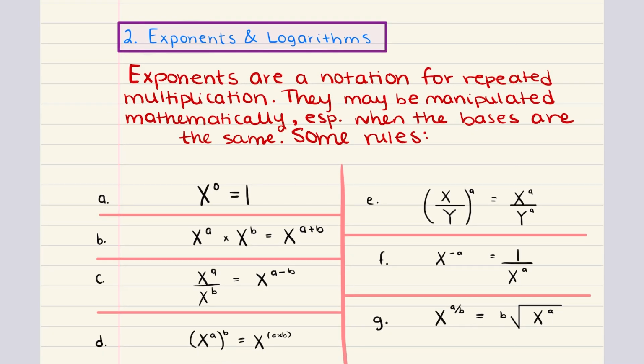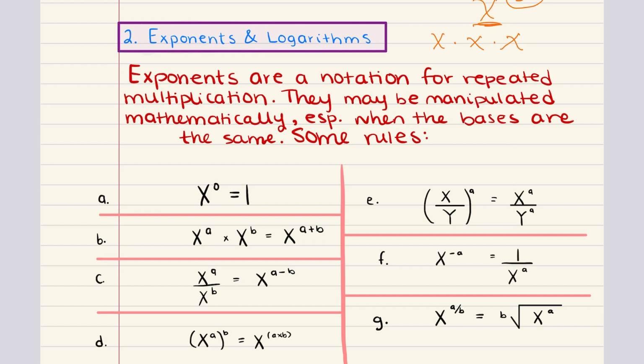The second objective goes over exponents and logarithms. Exponents are a convenient way to express repeated multiplication. For example, instead of writing x multiplied by x multiplied by x, 3 times, we can instead write x raised to the power of 3. Here the base is x, and the exponent indicates how many times the base is multiplied by itself.